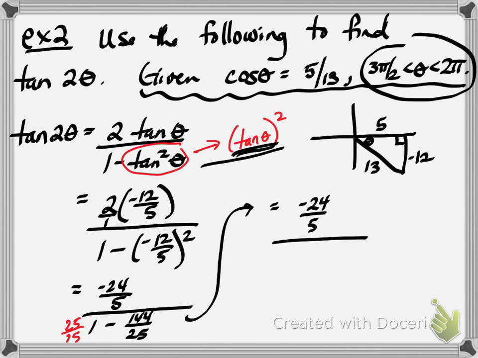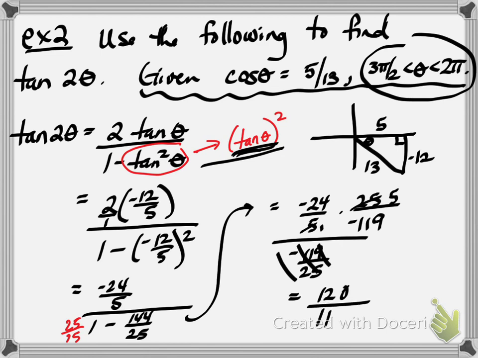So we would subtract those and get negative 119 25ths. And the way we divide is we keep, change, flip. 5 goes into 25 five times, and 5 goes into 24... so that answer is a negative times a negative, which is a positive, 120 over 119.